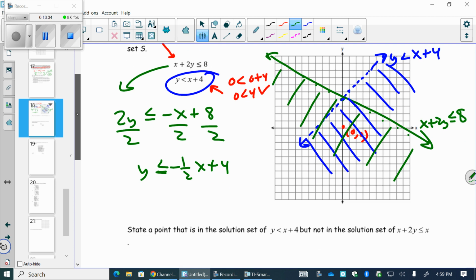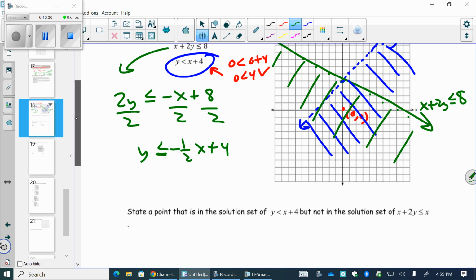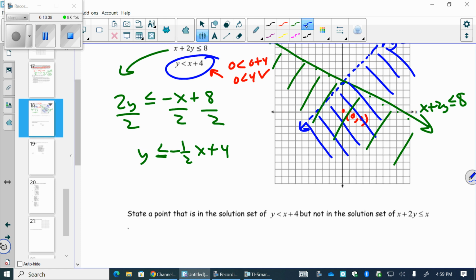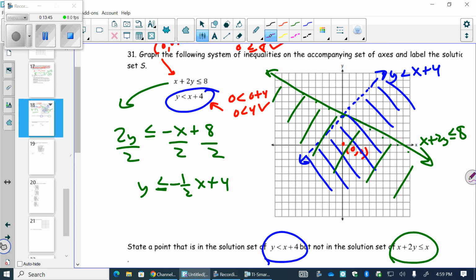There you are. State a point that is in the solution of the blue, that's what this is, the blue area, but not in the solution of the green. So that could be any point. I'll highlight the whole area. Be any point over here that I'm shading in yellow. Because in that area, we're under the blue graph, but not under the green graph. So let's say I pick this point. It's over 1, 2, 3, 4, 5, and then up 1, 2, 3, 4, 5. So 5, comma 5 would be the answer for that question.